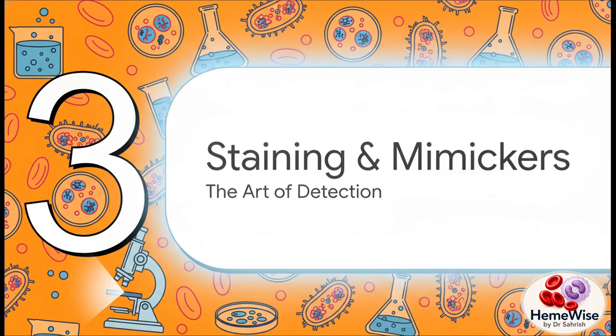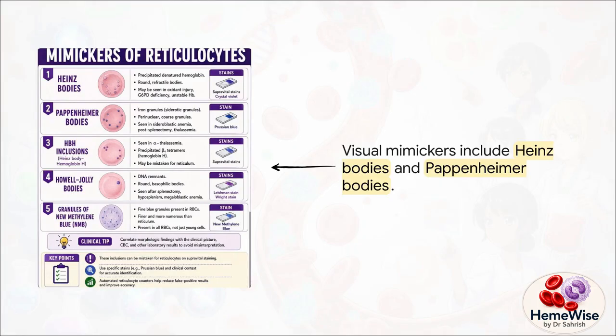All right, let's jump to Section 3. Staining and common mimickers are what I like to call the art of detection. Okay, so the microscopic world is absolutely full of inclusions that can easily masquerade as a true RNA reticulum, and these visual imposters routinely challenge us.